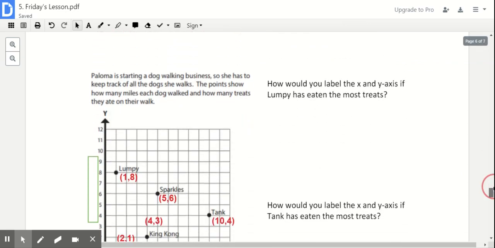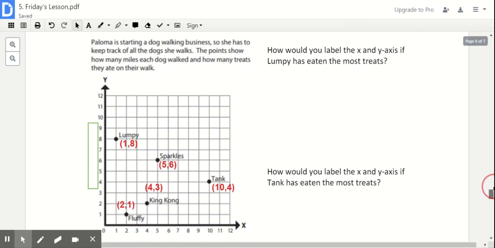Okay, let's get to Paloma. Oh, just before we start Paloma, the secret code for today for Math Exit Ticket is rainbow. So make sure you're spelling that correctly. It's rainbow. Rainbow. Okay, let's start with Paloma.